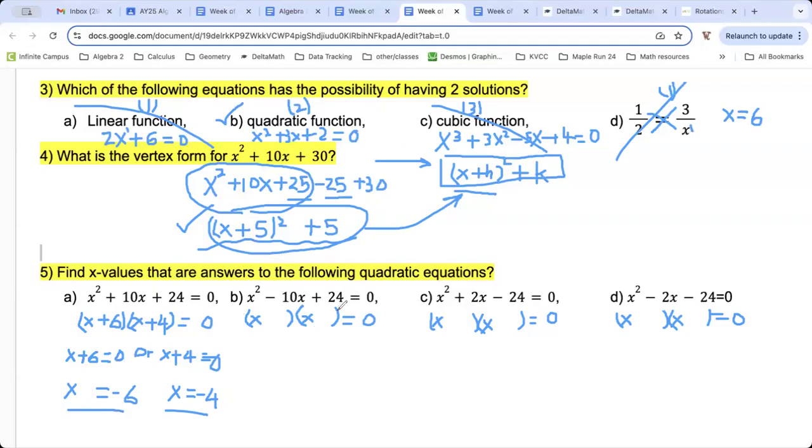Now, what if it's the same? Two numbers multiply to give you positive 24, and yet combine them together to give you a negative 10. Just realize that two negative numbers, when they multiply together, give you a positive number. So here, negative 6 times negative 4 gives you positive 24, and combine them together, and guess what? It turns into a negative 10.